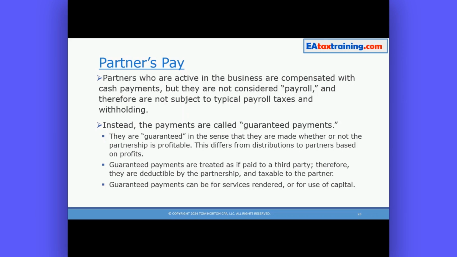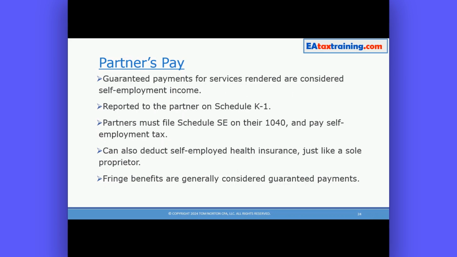But it is a little bit different because it's not self-employment income, so it wouldn't be subject to self-employment tax, for example. So just know that you can have guaranteed payments for both services and capital, but for the rest of the time, when we're talking about guaranteed payments, we're going to be referring to those that are in exchange for services rendered. Guaranteed payments, as we said, are considered self-employment income.